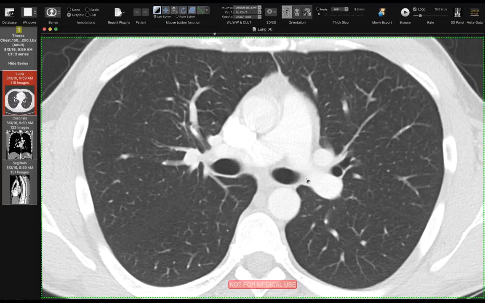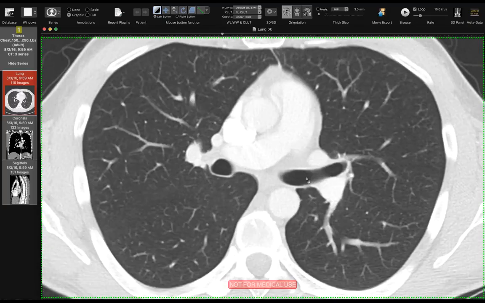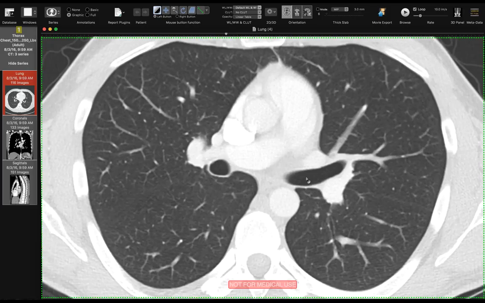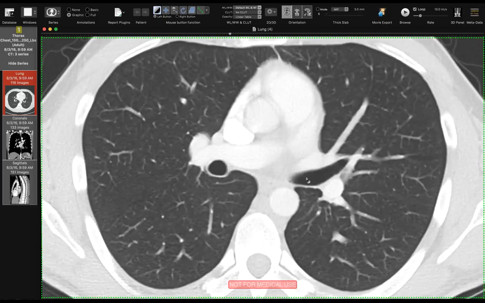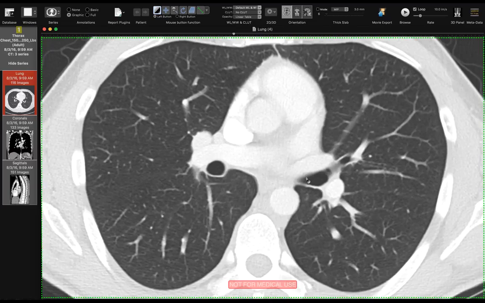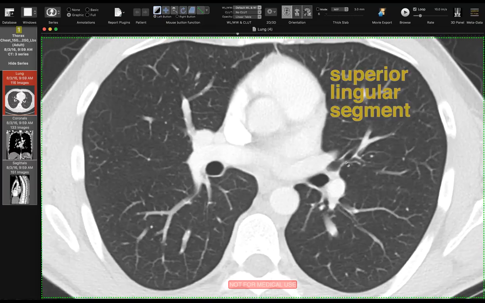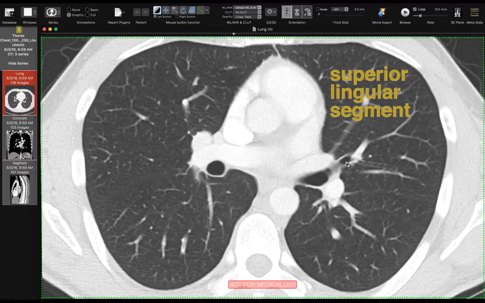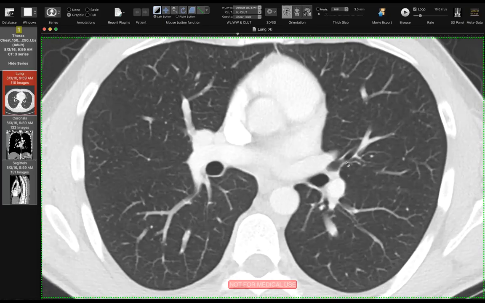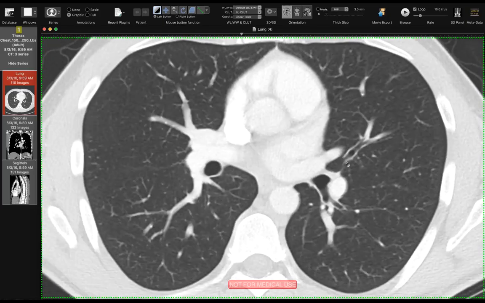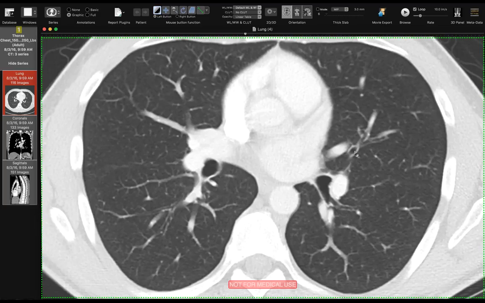Okay, so let's scroll down and we'll talk about the inferior division, which is the lingula. So the inferior division, the lingula, is made up of two segmental bronchi, the superior lingular bronchus and the inferior lingular bronchus. So this right here is the superior lingular bronchus, and it's kind of hard to see on axial sections, but I'm just going to scroll down a couple slices. And so this one right here is the inferior lingular bronchus. Let's take a look at that on coronal images.